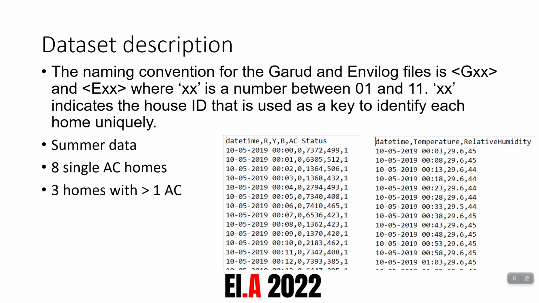Other than that, we have also the NVLog field, which talks about the date time, temperature and relative humidity that is captured at a 5-minute interval of the AC room.